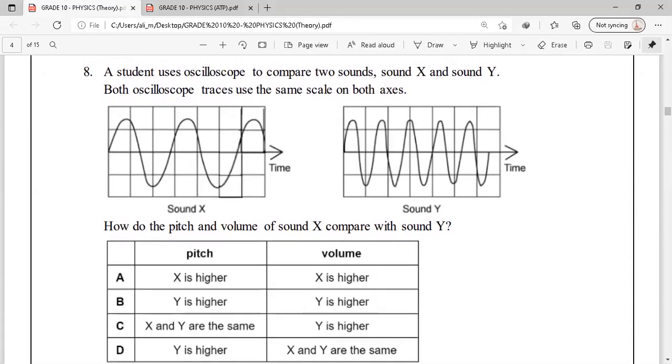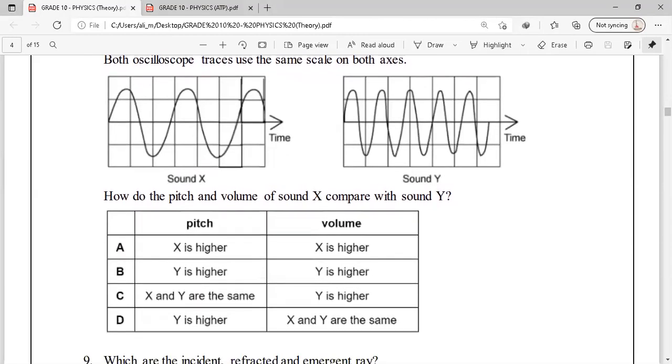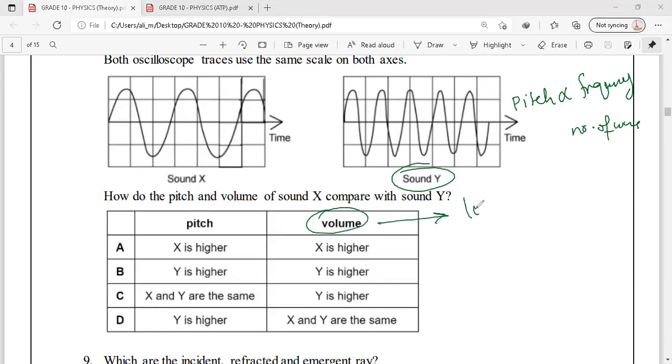A student uses an oscilloscope to compare two sounds, sound X and Y. Both scopes have the same scales, and these are the diagrams of the two sound waves. From these two diagrams, we can see that in sound X we have fewer waves, and in sound Y we have more waves. The greater the number of waves, the greater the pitch or frequency. Pitch is directly proportional to frequency, and frequency means number of waves. Sound Y has a large number of waves, so it will have large frequency and large pitch. What about the volume? Volume is the loudness of sound.